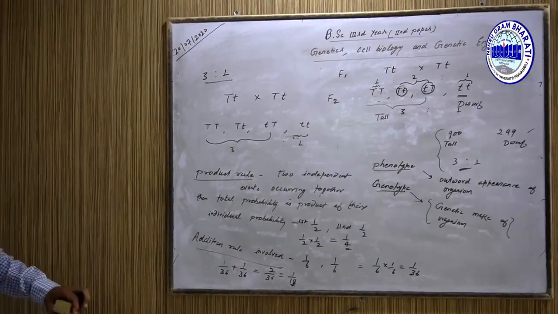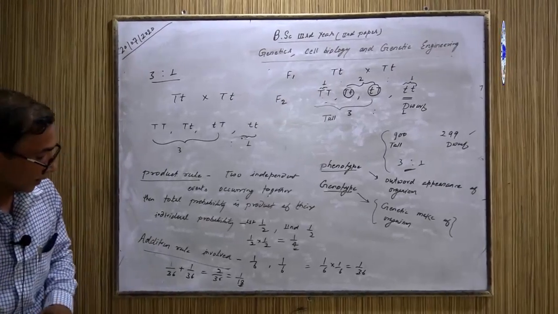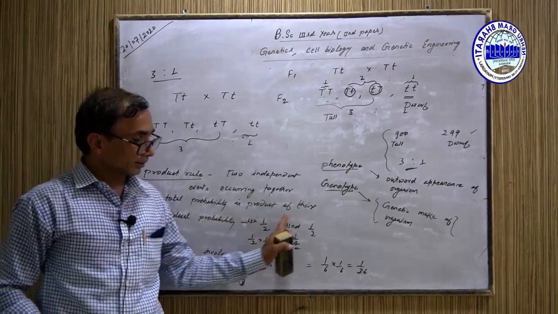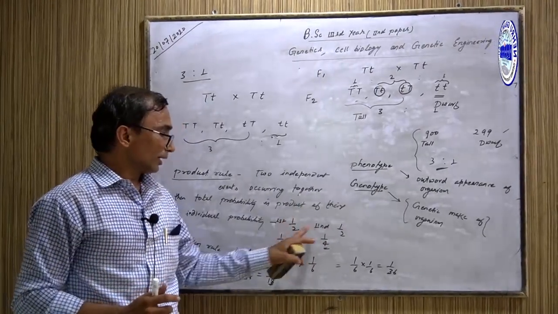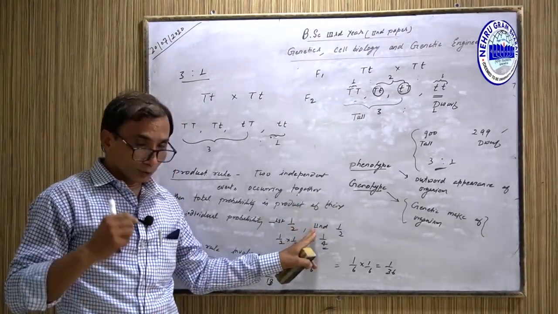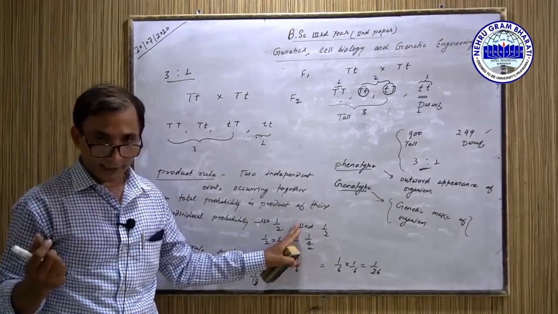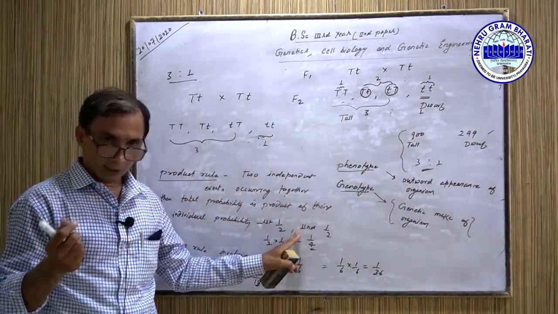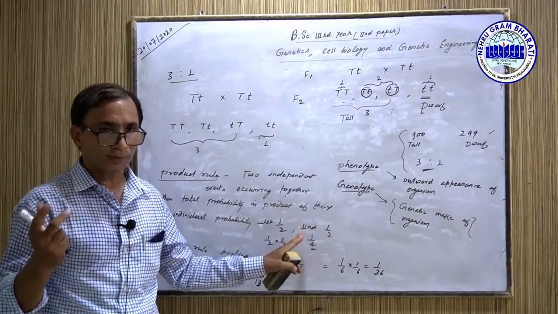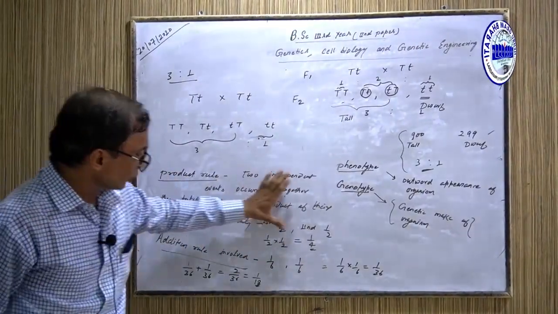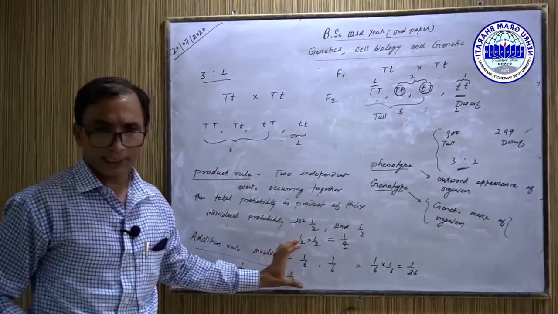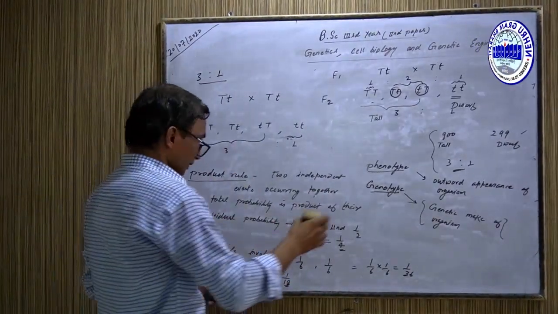Dear students, you will see mostly the application of the product rule in Mendelian principles and other principles, because we are going to clarify the segregation pattern in the law of dominance and what independent assortment is. They all together strictly follow the product rule and the addition rule. So let us look at the product rule.